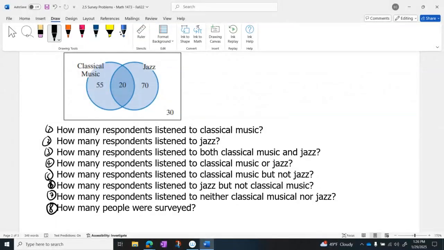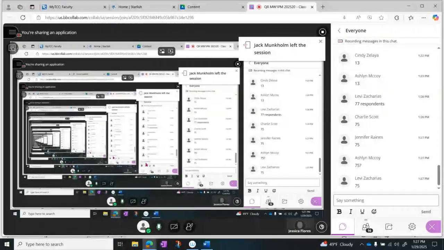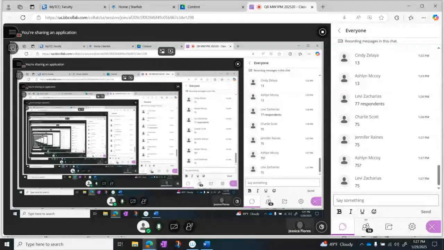Well, classical music, the respondents who listen to classical music is represented by that circle, the red one. How many people there? 55, or how many? Perfect. Yes, 75. Very good.